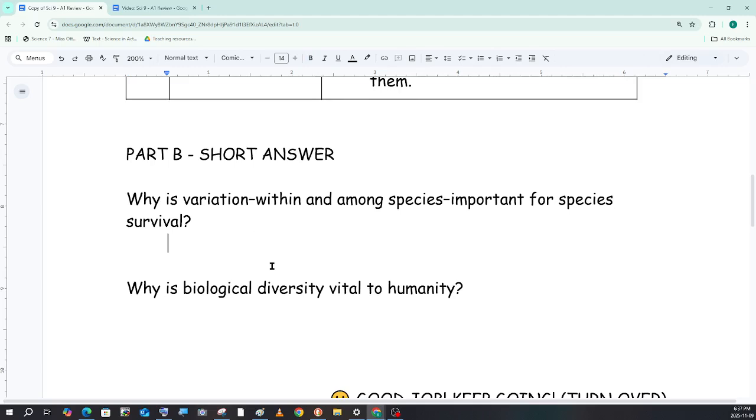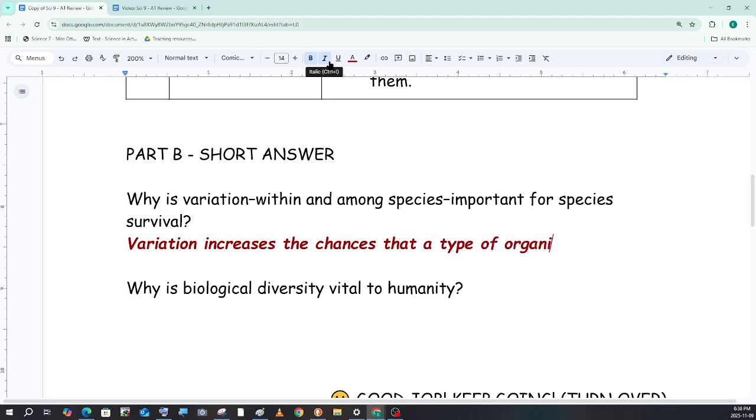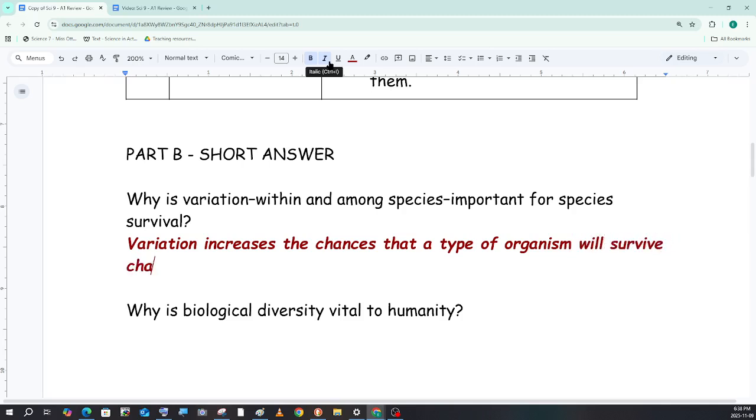So that brings us to part B, the short answer. The first question you had to answer was, why is variation within and among species important for species survival? The reason why is because variation increases the chances that a type of organism will survive changes to its environment.